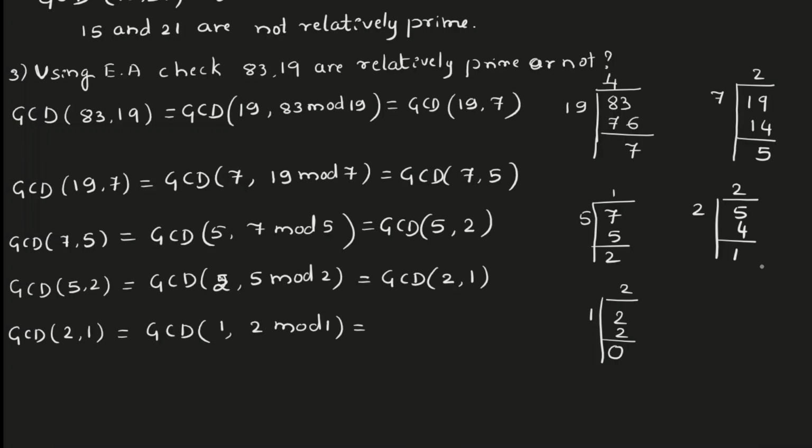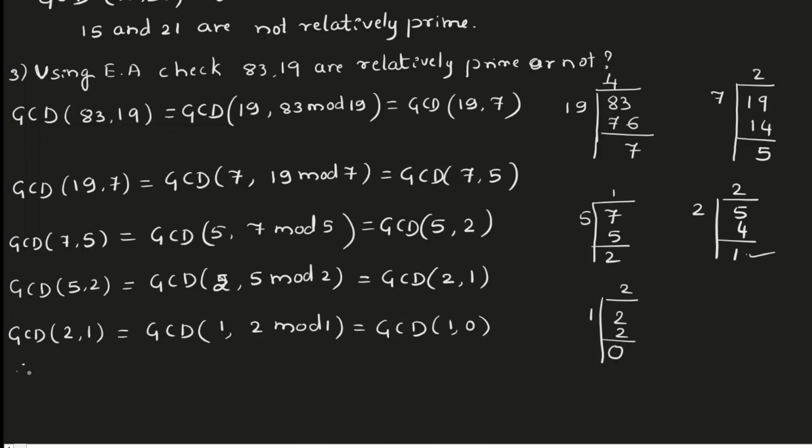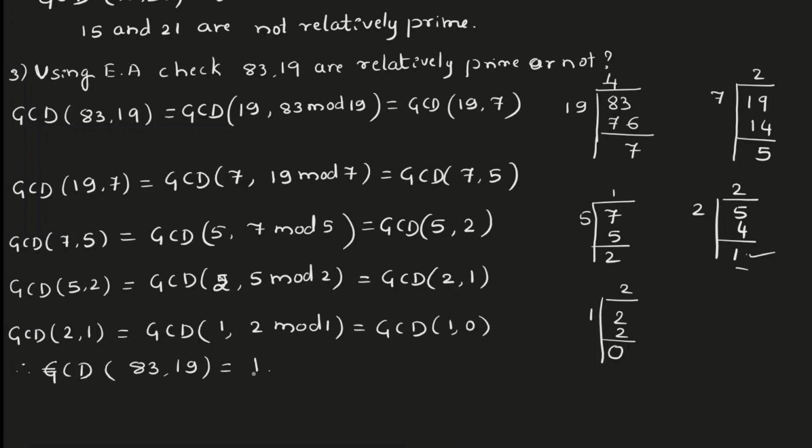So then the previous one, the non-zero remainder, is your GCD. So what is it? GCD of 1, 0 is 1. Therefore, GCD of 83, 19 is what now? This one is our GCD. So it is equal to 1.